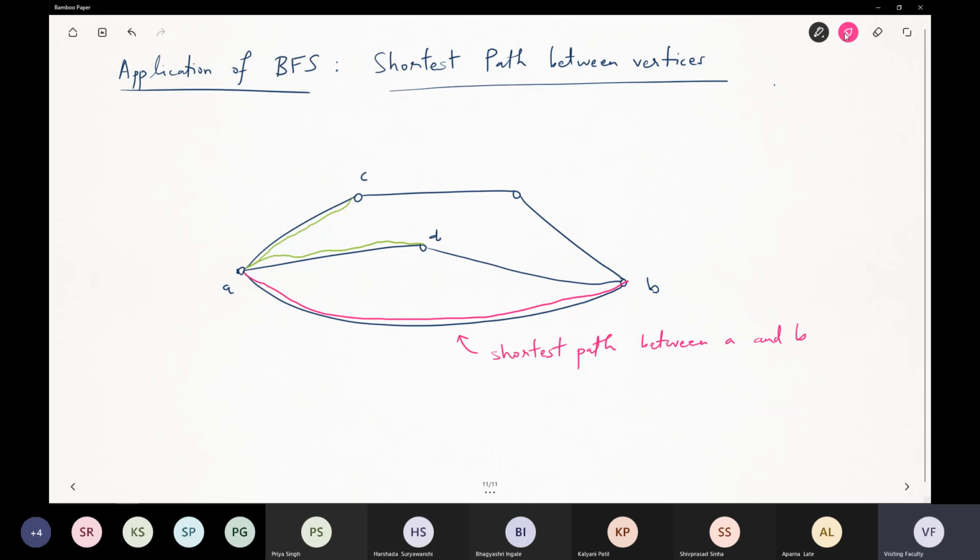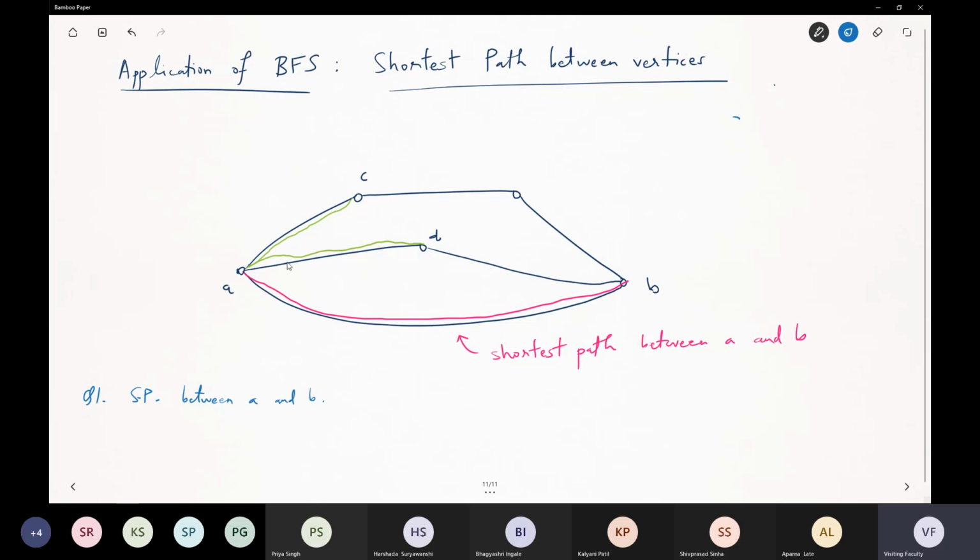Suppose I want to find the shortest path between A and B. We know this is the shortest path. Now let me show you how this happens. I'll show it in this diagram itself. So question 1: shortest path between A and B.